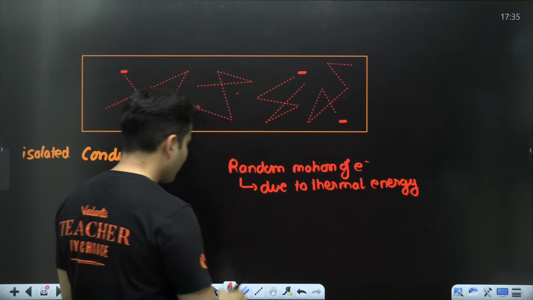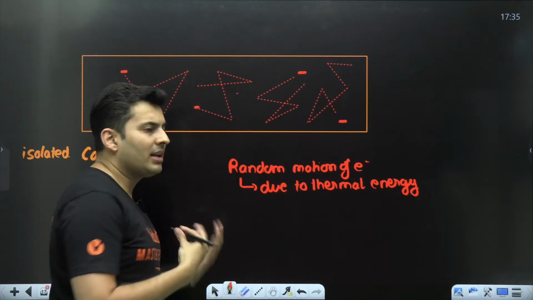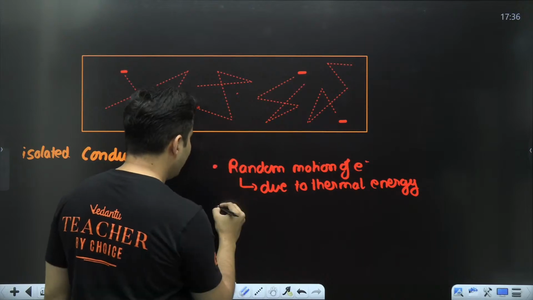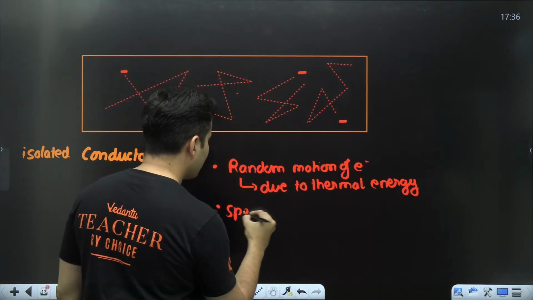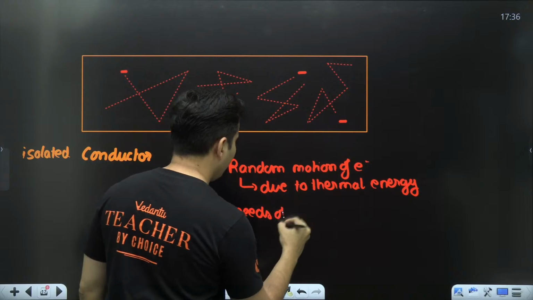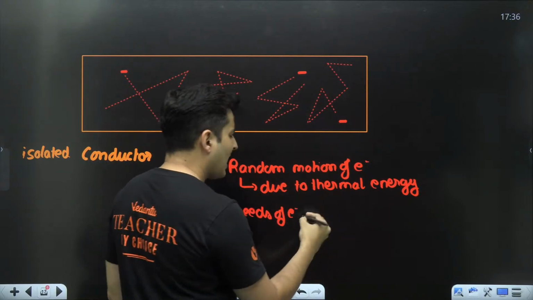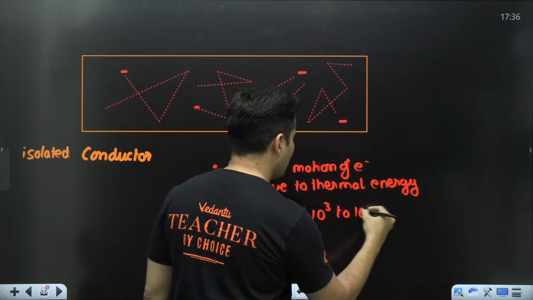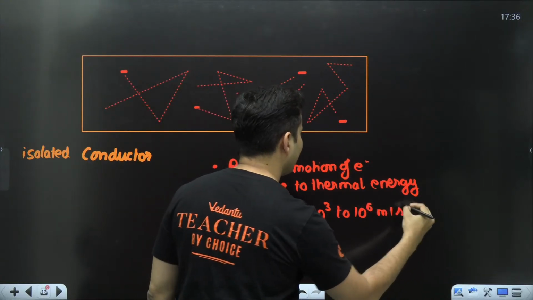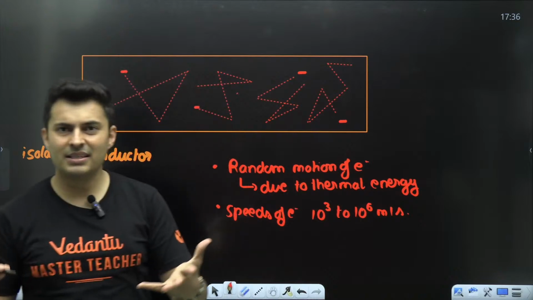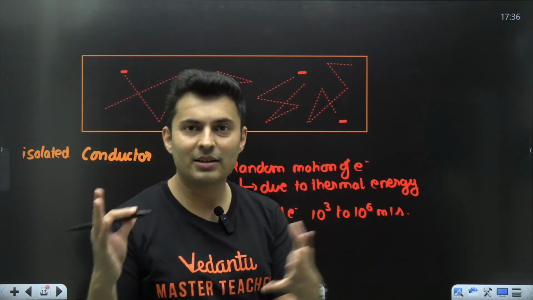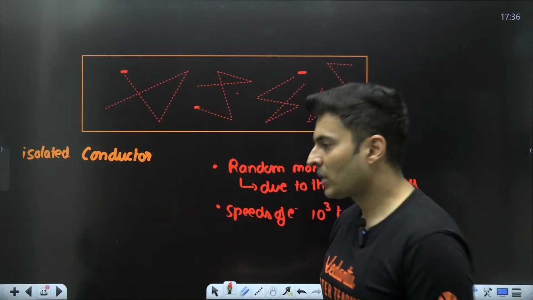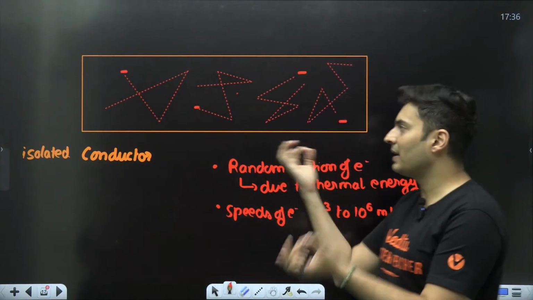So if I ask you, what are the typical speeds of these electrons? The typical speeds of these electrons can be anywhere between 10 to the power 3 to, let's say, 10 to the power 6 meters per second. It's a range of speeds, from thousands of meters per second to lakhs of meters per second. That's what the typical speed ranges are.